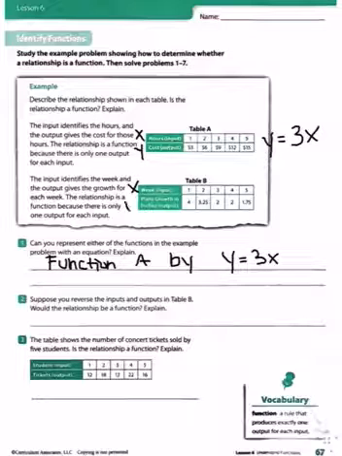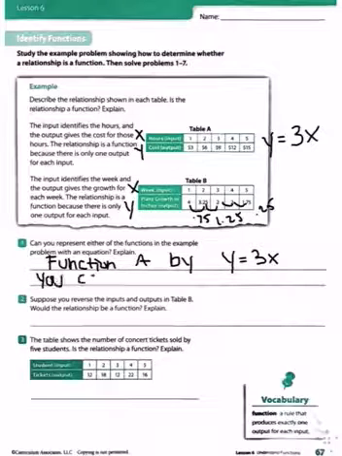For function B, on table B, the input values, the x values, are going up by 1s, but the y values are going down. The first one goes down by 0.75. The second one goes down by 1.25. Then it stays the same, and then it goes down by 0.25. Since it is not going down at the same rate, you cannot represent table B by an equation.